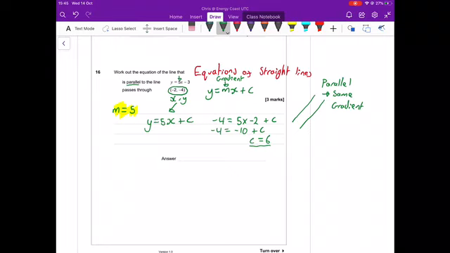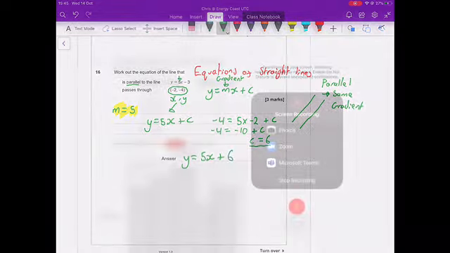Right, so now we need to put everything together. y equals mx plus c: I know what m is, it's 5x, plus c, I've just worked that out, 6. That is the equation of that line. That's tricky, that question.